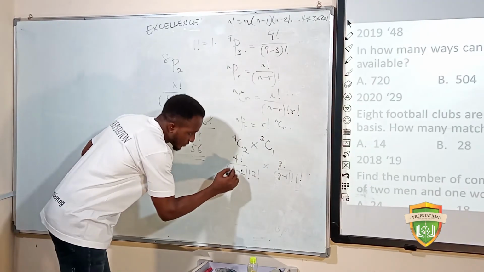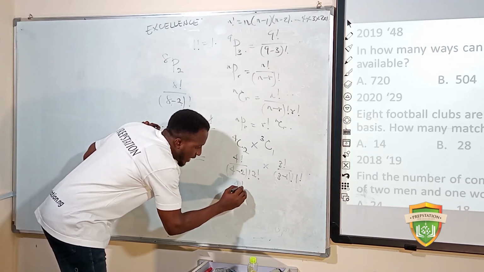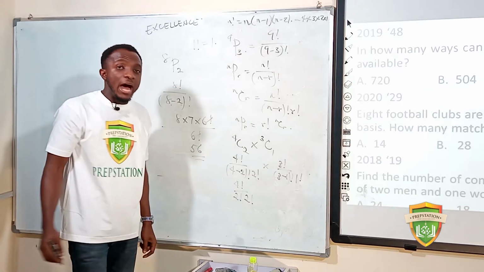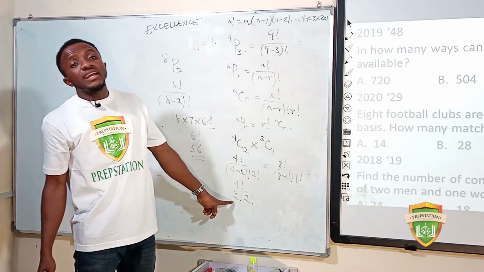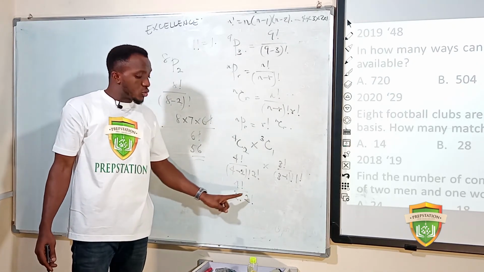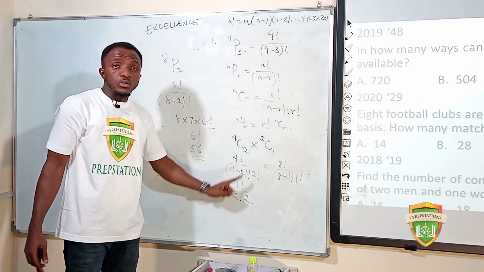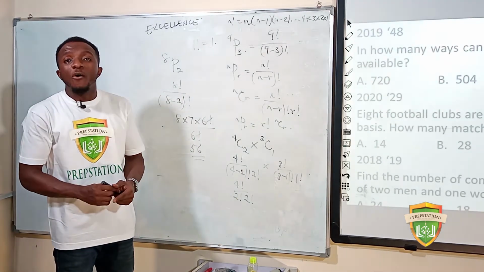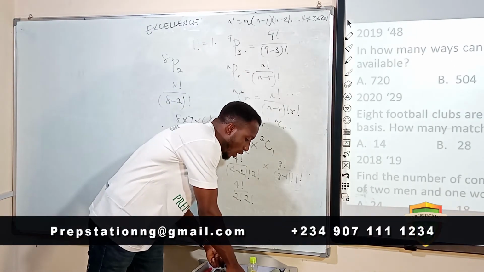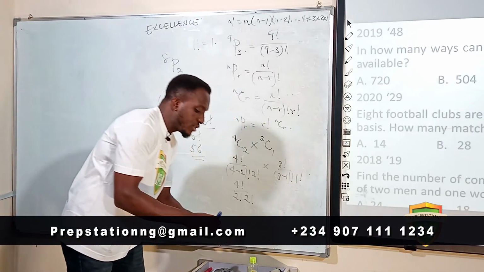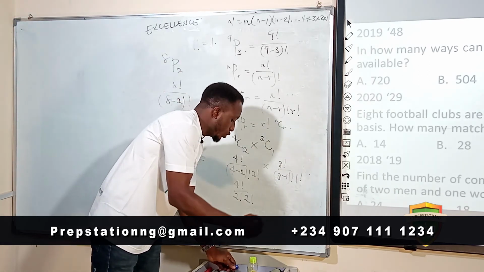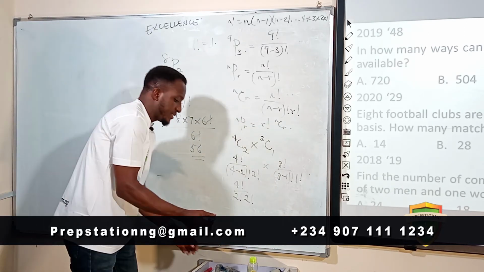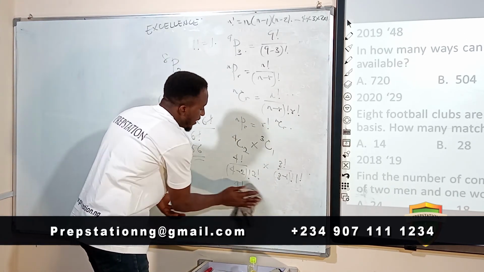So let's play. We have 4 factorial over 2 factorial, 2 factorial. Now listen, do not make the mistake of saying 4 factorial over 2 factorial, 2 factorial is equal to 1, because 2 times 2 is 4. No, it is wrong. It doesn't work that way. So I'll show you how this is solved. Very, very easy. You get this very easily.